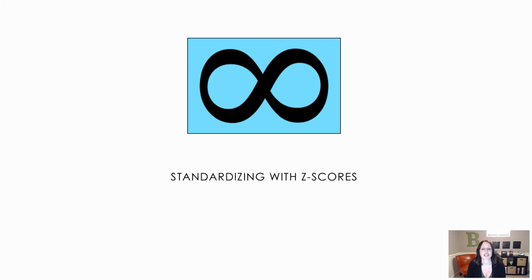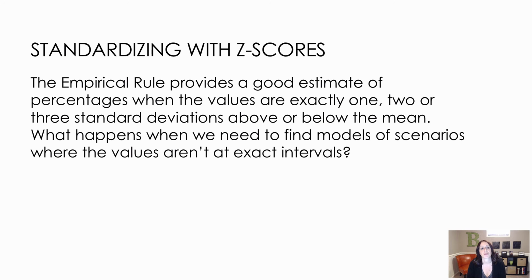In this lesson, we will talk about standardizing with z-scores. So we just talked about the empirical rule and how it's absolutely wonderful when you're 1 standard deviation or 2 standard deviations away, and we were able to find the probability of something happening, or the chances of something happening, based on the normal model. But in the real world, let's face it, most of the time you're not going to be exactly 1 or exactly 2 standard deviations away.